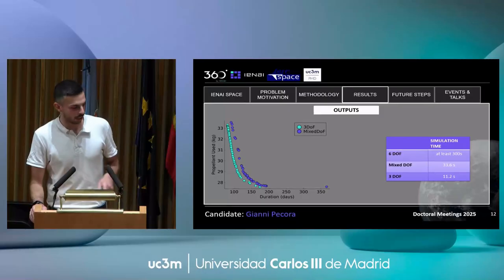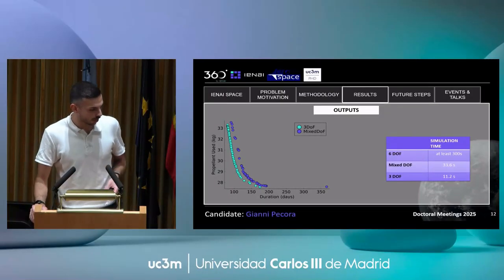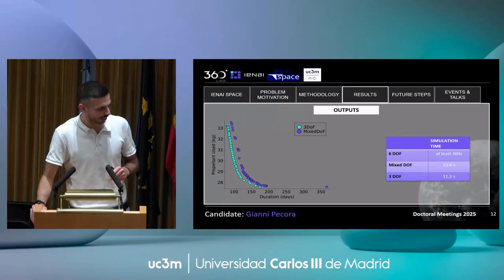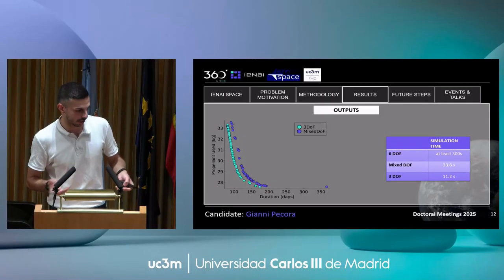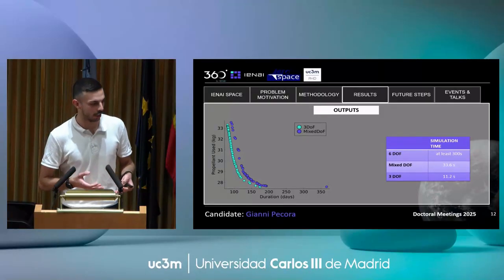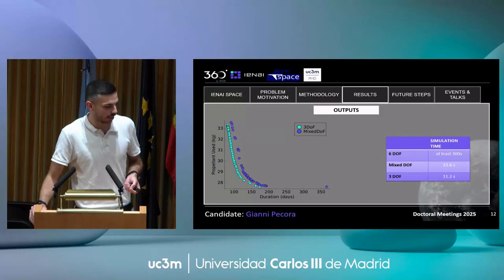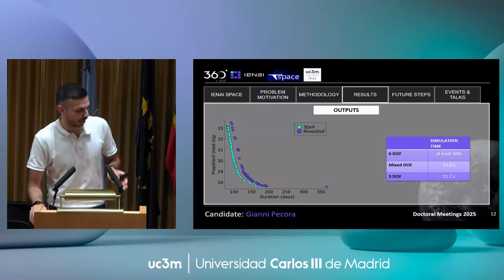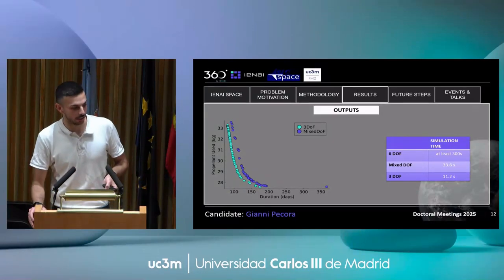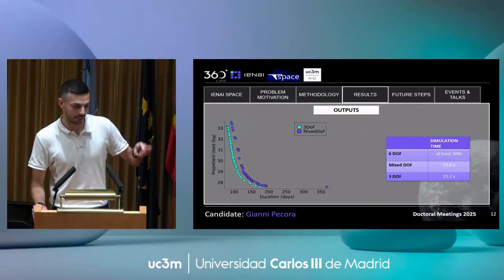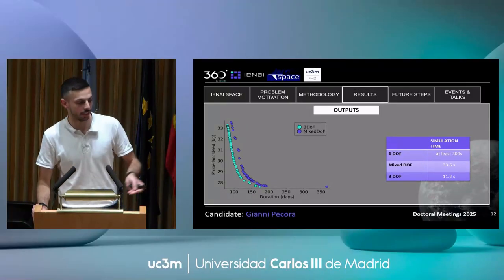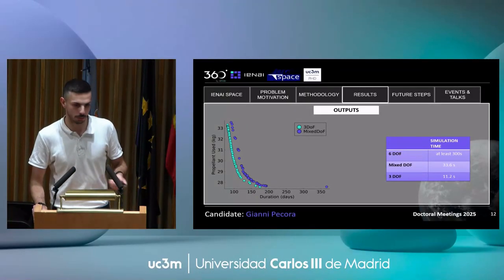I put some results here. As you can see, there is a Pareto front on the left, where there are the two objectives, the propellant used and the duration. And of course, we have worse results with the mixed degree of freedom simulation, but we are considering our more realistic case. And also, if we analyze one single simulation at, for example, 150 days, we can see the simulation time for 6 degrees of freedom, for mixed degree of freedom, and also for 3 degrees of freedom. And we can see that we are saving a lot of computational load with the mixed one.